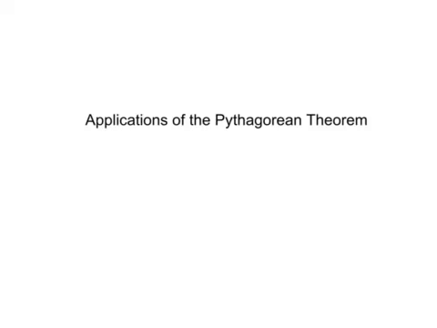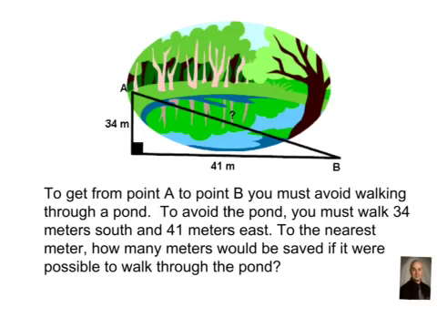This video will talk about the applications of the Pythagorean theorem and give you some examples of test questions you might see on standardized tests like the Oakes test or a unit test. This first question has to do with finding the distance across a swamp.